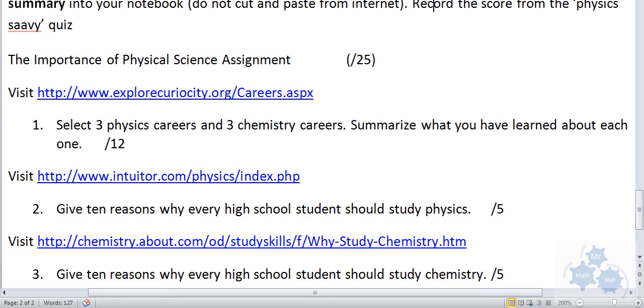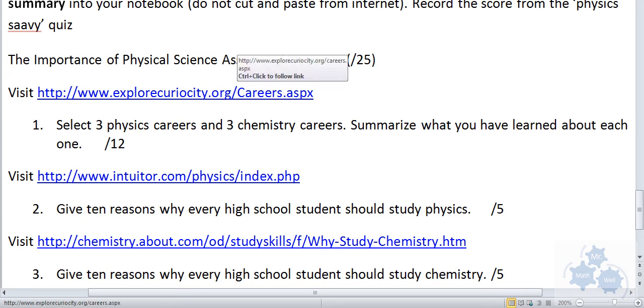The first part of the assignment is exploring physics and chemistry careers, okay? So right now you may be thinking, okay, physics and chemistry, I kind of understand what those are now, but what does that get me? Like what can I do with a physics degree? Or what can I do with a chemistry degree? Why would I want to do that? Why am I taking this in school? If you don't know, or even if you do know, I want you to research some careers that would be applicable here. It says 3 physics careers and 3 chemistry careers that I want you to research.